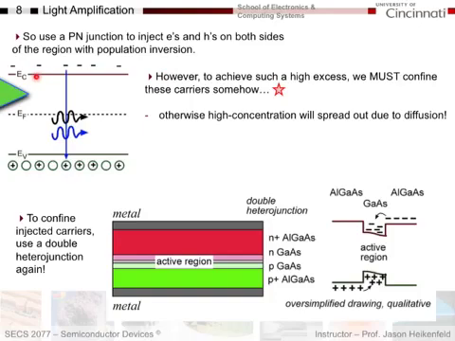The challenge, though, is if you build up a high concentration of electrons and holes, you know that they want to spread out, right, because of diffusion. So we've got to have some way to confine those.